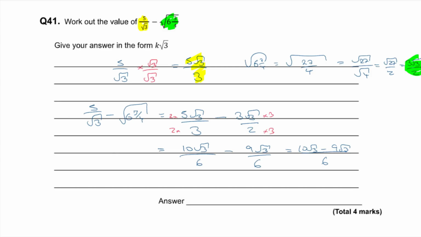Well, 10 root 3 minus 9 root 3, if I've got 10 root 3's and I take 9 of them away, I'm just left with 1 root 3, aren't I? So that leaves me with root 3 over 6. Okay? Is that in the right form? Well, I've got it as root 3 over 6. I could just write it as 1/6 of root 3. It doesn't say that k has to be an integer, so I can just write it as 1/6 of root 3, just to get into the form that they want it to be in.